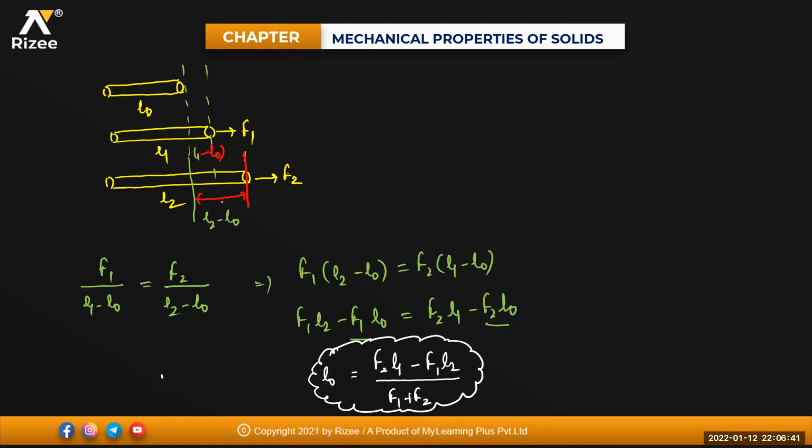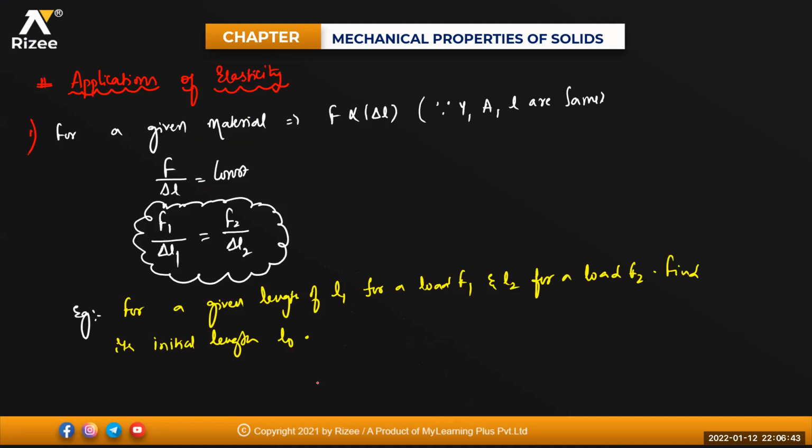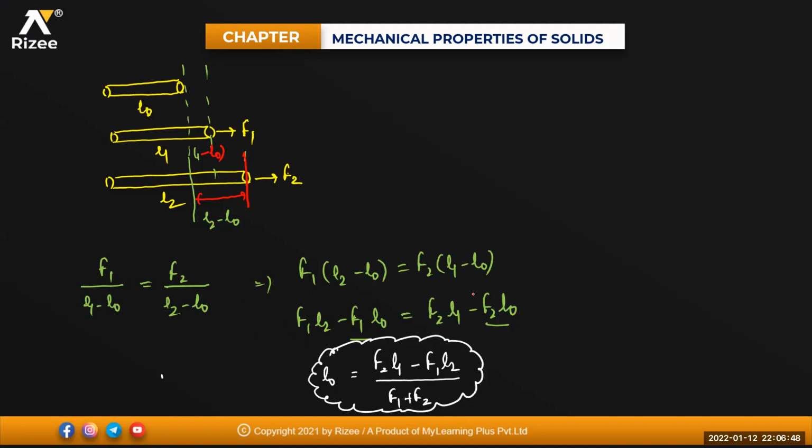That is an extension. Just now I told you the formula. For a given material, F divided by delta L will always be constant. So it is the reason I have written F1 by L1 minus L0 is equal to F2 divided by L2 minus L0. Cross multiply and simplify, we get L0 is equal to F2 into L1 minus F1 into L2 divided by F1 plus F2. Is that clear for everyone? Any doubt in this one? Dheeraj? Yes, sir. Sure. Okay, okay.